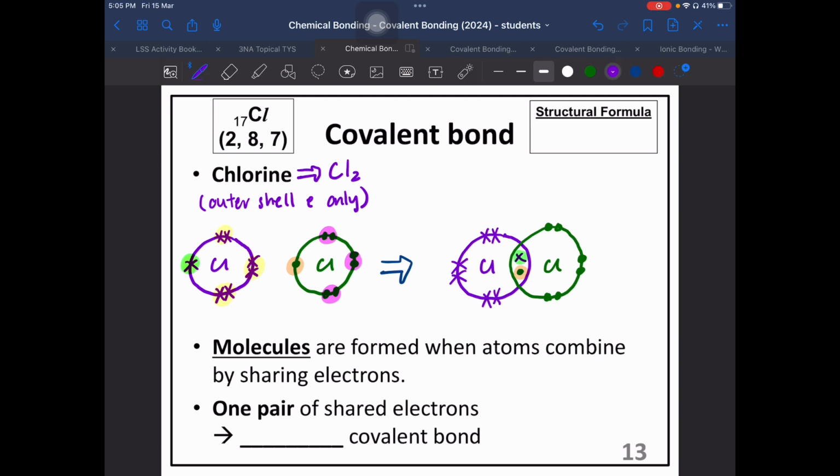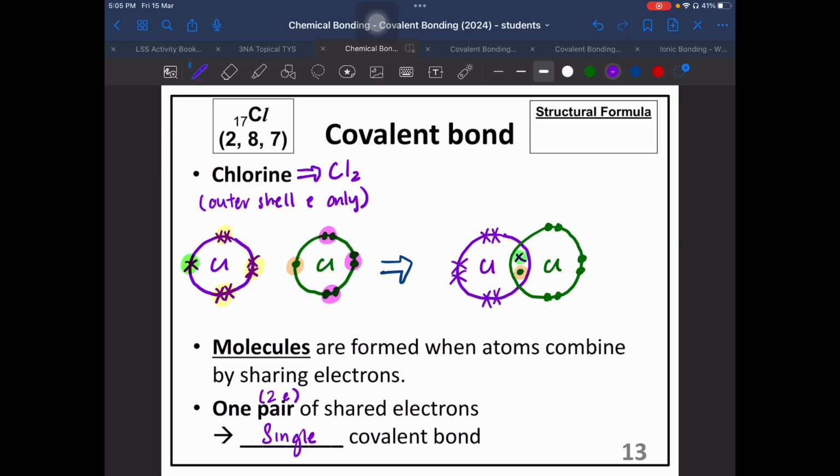And when this whole thing happens, you form a molecule. And because within it there's a pair, that means two electrons here, that's being shared together, we call this a single covalent bond, right? If you have more than one pair, then you will call it accordingly.